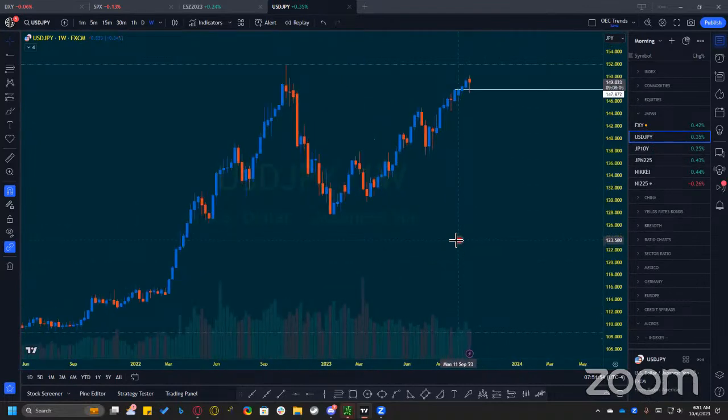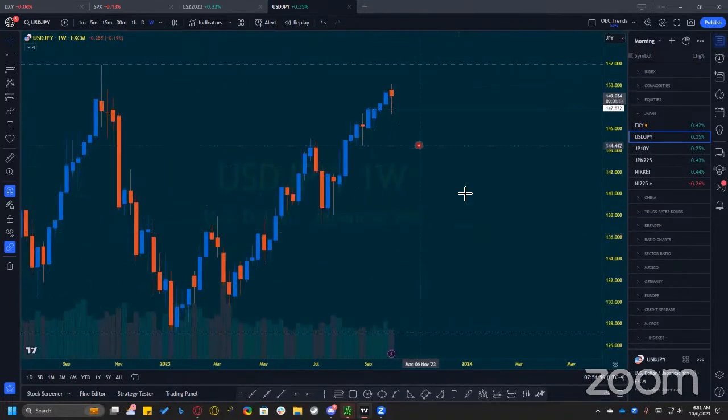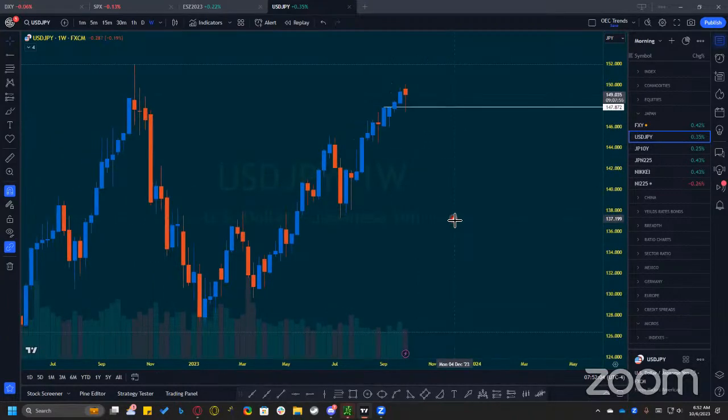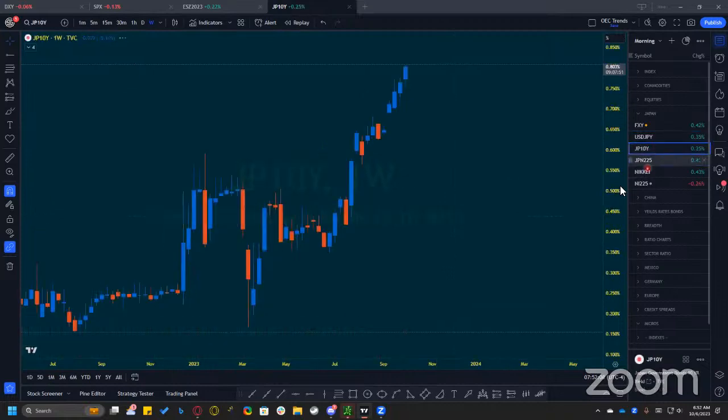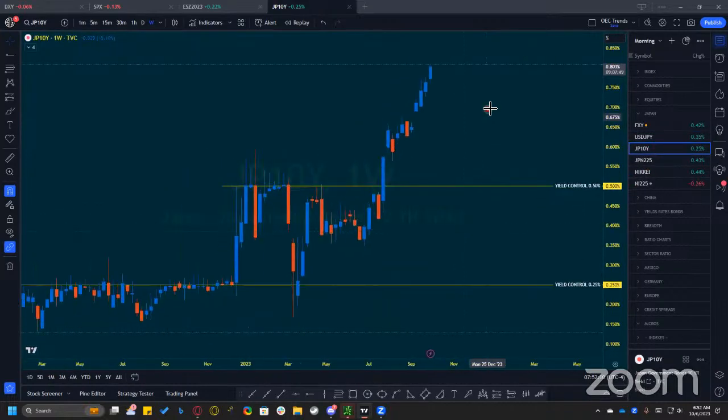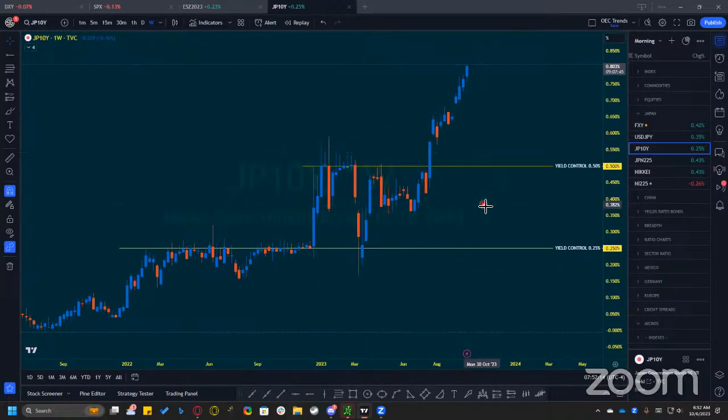All right, US dollar Japan. We're still holding these highs, and looking at this on a weekly chart, this does not look bearish, right? Not at all. Looking at their 10-year, we're above 0.8 now. The line in the sand here is 1.0, and I don't think they're going to let it get that close.